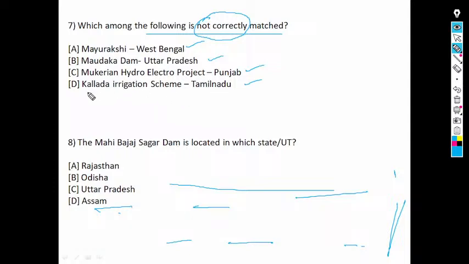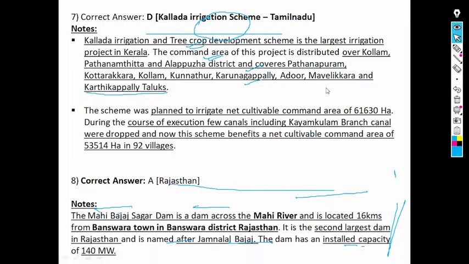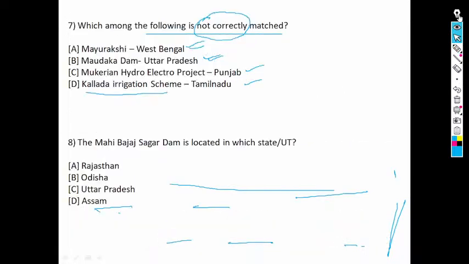So this one is correct. Mukaddam, Uttar Pradesh is correct. Mukerian hydropower also, this is Mukaddam. It is not in the project, so the answer is not correct.